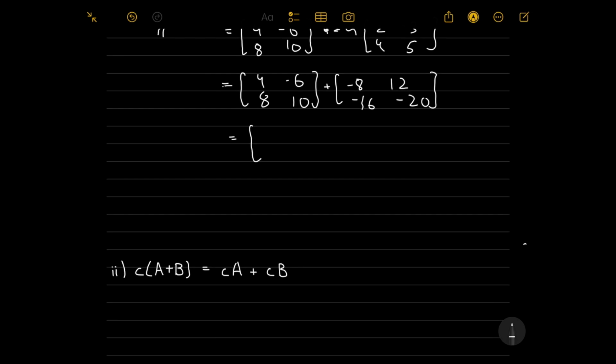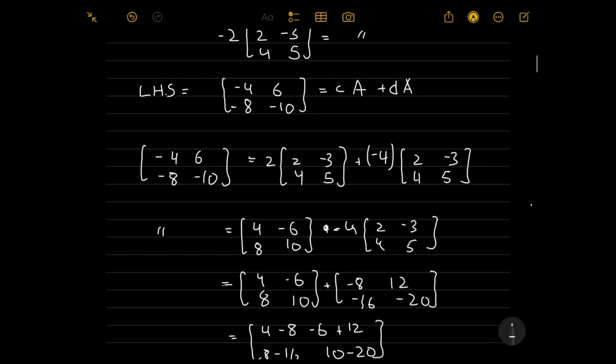Okay, we're running out of space here. So 4. Now we're gonna add these both matrices. So 4 plus minus is minus 8, minus 6, minus 6 plus 12, 8 minus 16, 10 minus 20. So our answer is minus 4, 6, minus 8, and minus 10.